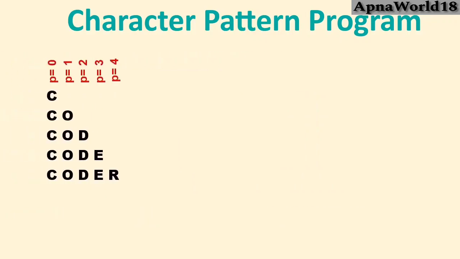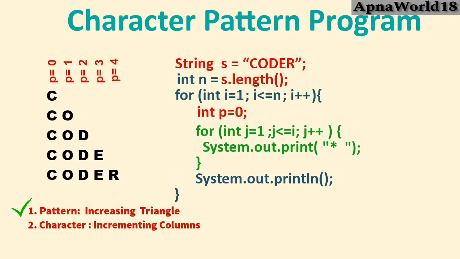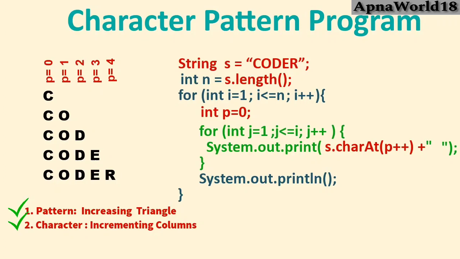Now take one of these as an example. Here we have the code for the increasing star pattern where we have initialized the string outside the loop. So when columns get incremented, instead of the outer loop, we will take the additional variable in the inner loop. The moment we enter the outer loop, we will initialize our variable p to 0. Our print statement will use the same charAt p++ to get the characters at the given index. This will again work for all different patterns where columns are incrementing.